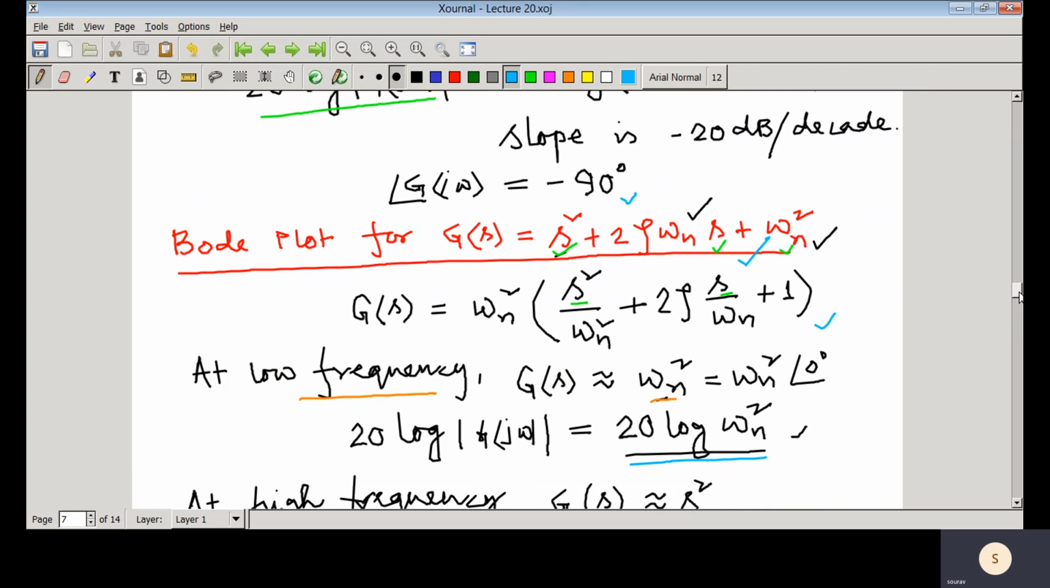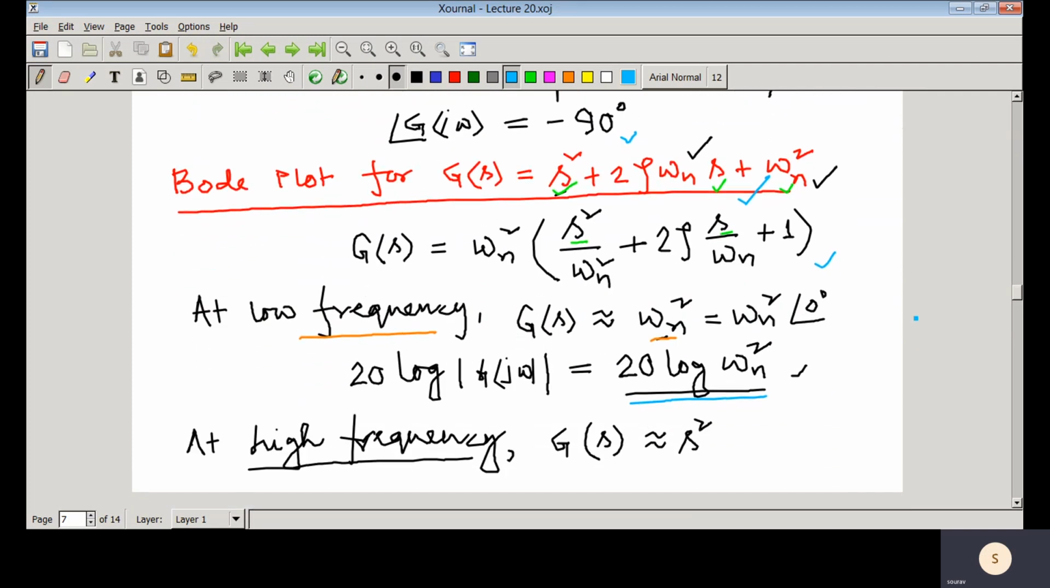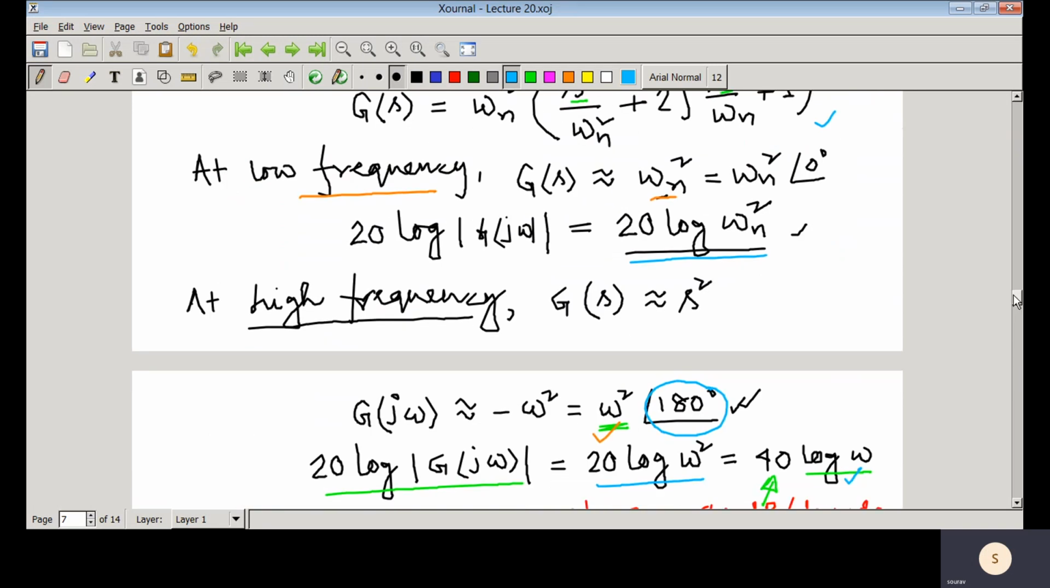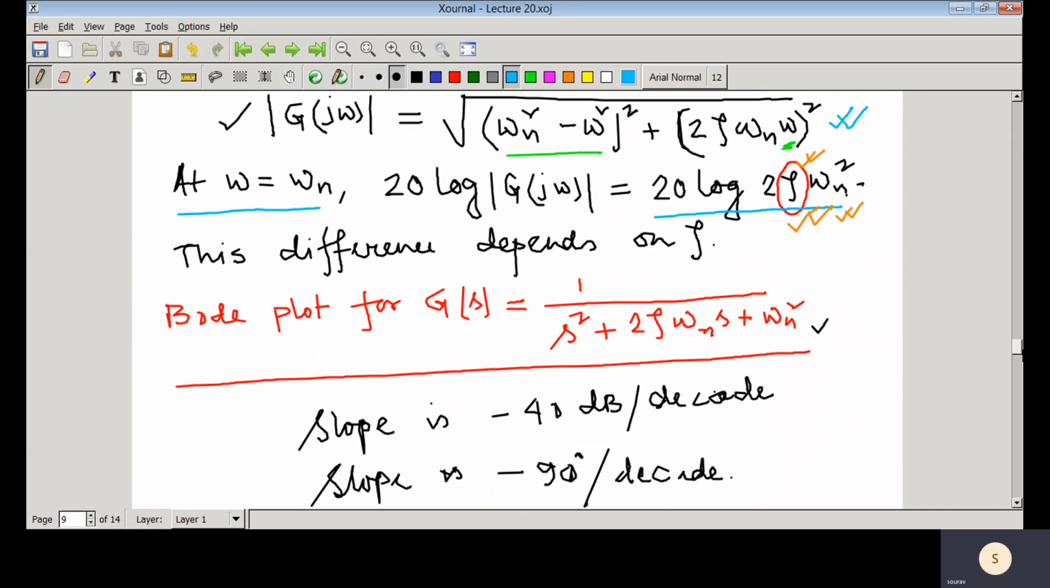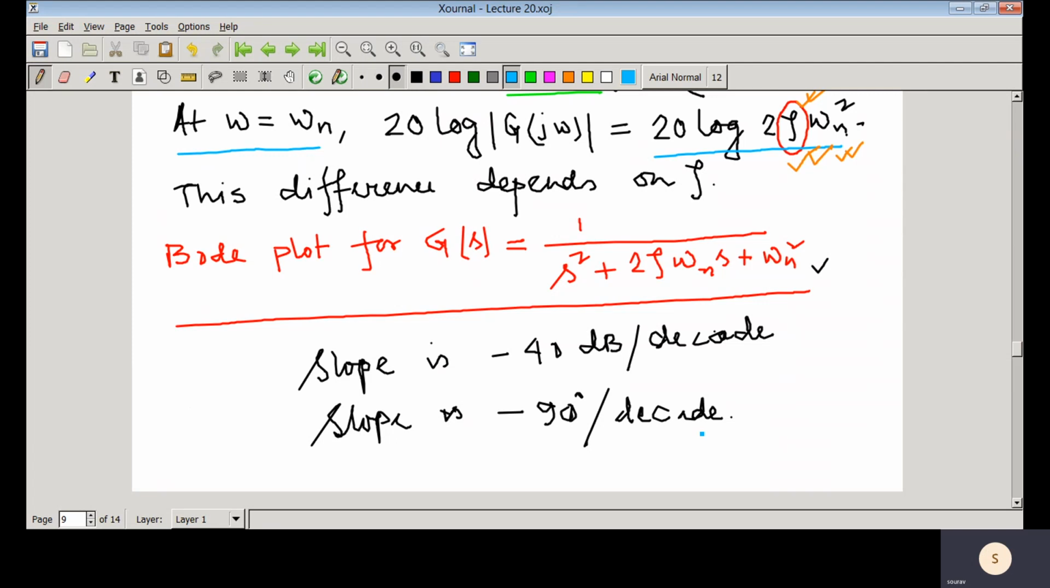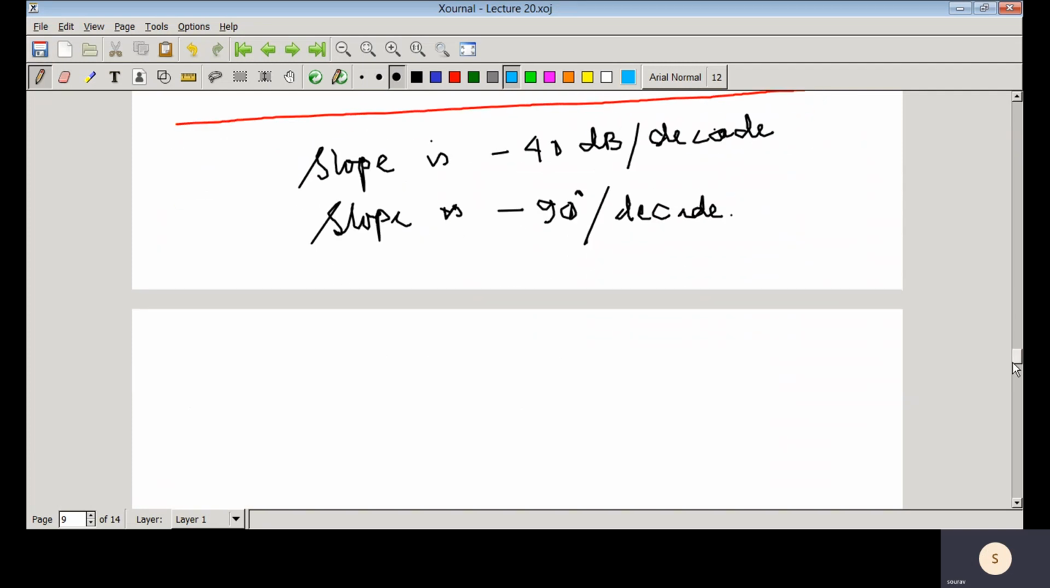And in the case of a second order factor, we have seen that the slope would be doubled, it would be 40 dB per decade, and if it goes to the denominator it would be minus 40 dB per decade. The angle at high frequency would be 180 degrees with a slope of 90 degrees per decade, and whenever it goes to the denominator, the slope would be minus 90 degrees per decade, and the slope is minus 40 dB per decade. So just applying those concepts, we can easily draw the asymptotic Bode plot for a given transfer function. So let us see.